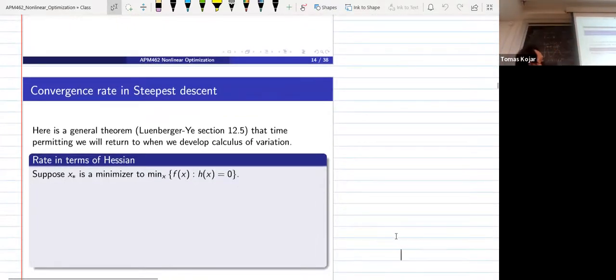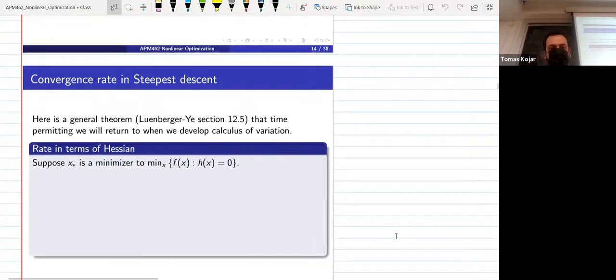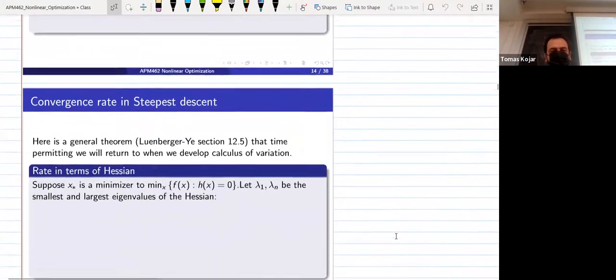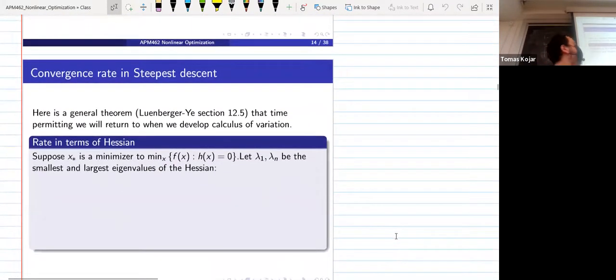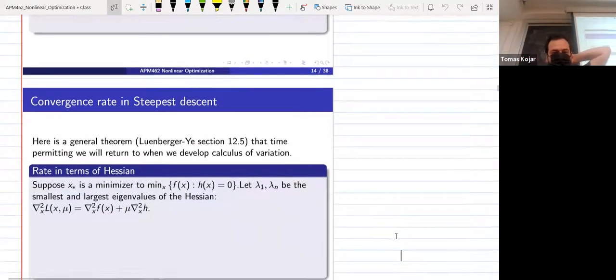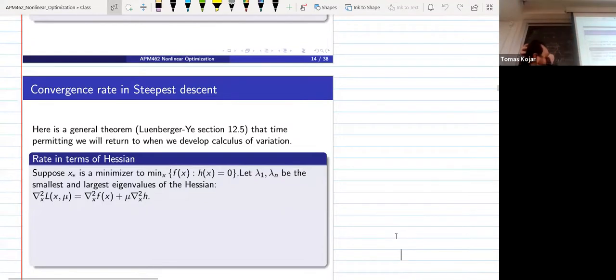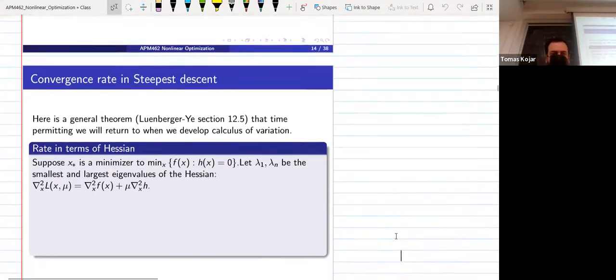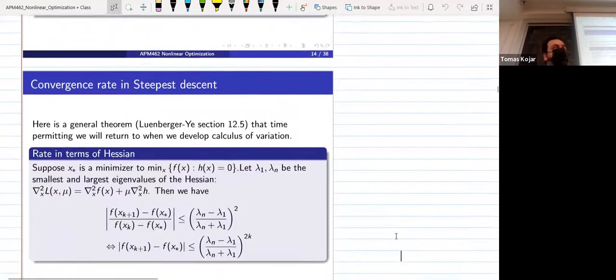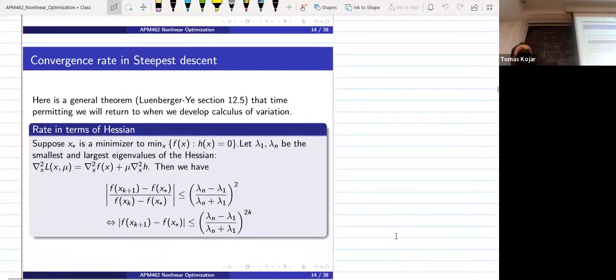Suppose you know that you have a minimizer, so you know there is something to find. Then again, take the largest and smallest eigenvalues of the following Hessian. So this is the Hessian of the Lagrangian. Then we have the following rates. Now you might say, didn't we do this last week? Can someone tell me what's so special about this theorem? Why is it not exactly what we did last week?